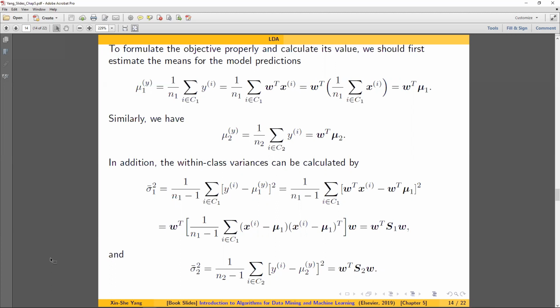Okay, so we should first estimate the means for the model predictions based on each of the y in that cluster.